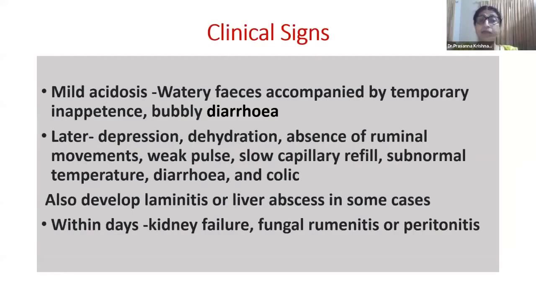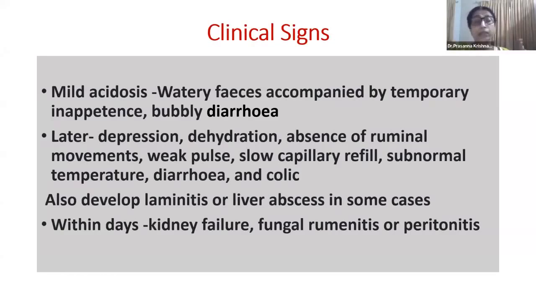In mild acidosis, there will be watery feces, diarrhea, accompanied by inappetence, and then bubbly diarrhea. The fecal material will have bubbles in it. Depression, dehydration, and then absence of ruminal movements, weak pulse, slow capillary refill, then subnormal temperature, diarrhea, and stomach pain. The colic symptoms may be shown by the animal. And in some cases, it can also lead to laminitis or liver abscess.